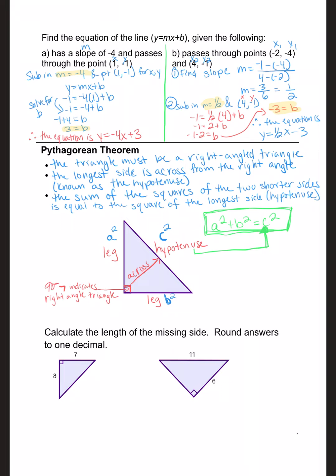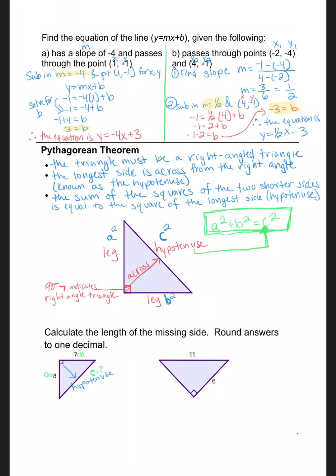So it says calculate the length of the missing side, round answers to 1 decimal. So remember, the hypotenuse is the first one that we want to identify. The hypotenuse is always across from that right angle. And then the legs are the other two sides. So we're going to label them with the appropriate letters. Our hypotenuse is always going to be C, and the legs can be A and B. It doesn't matter which one you call A and which one you call B. So 7 is equal to B, and A is equal to 8. And our hypotenuse is what we don't know right now.